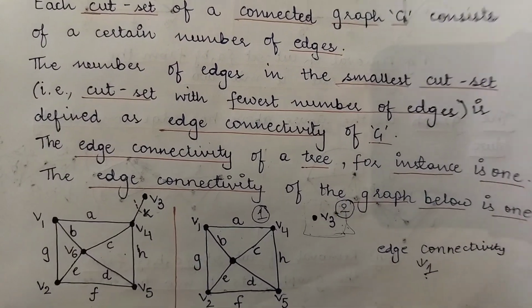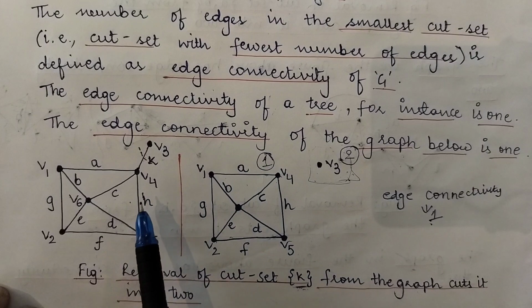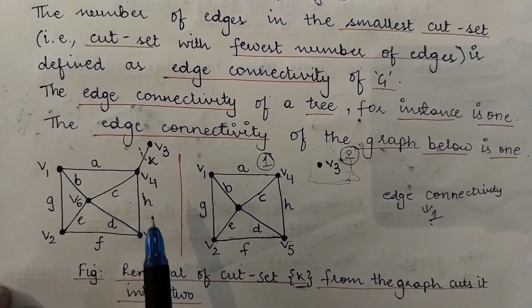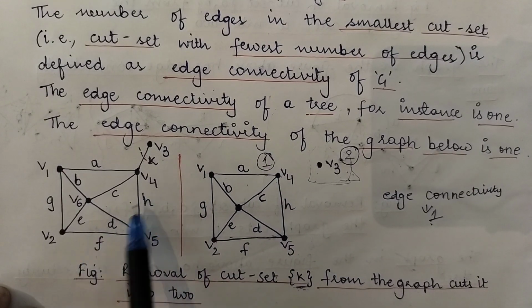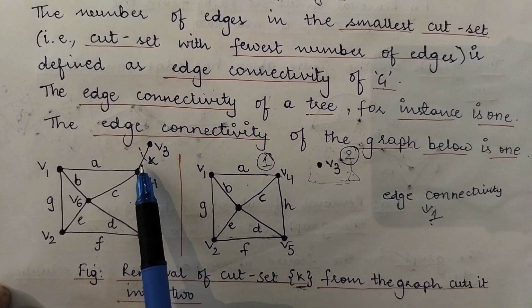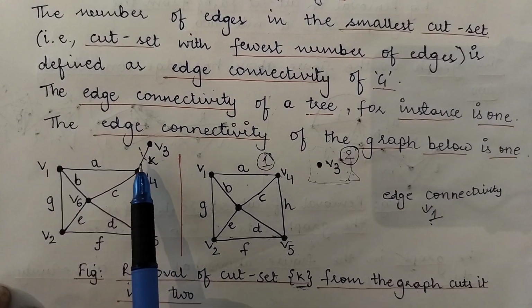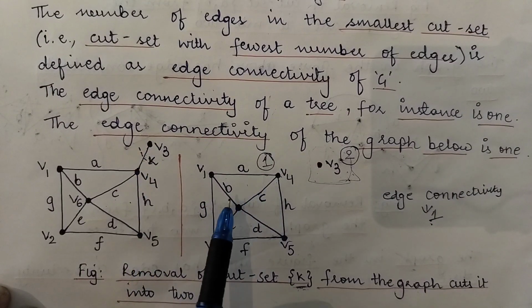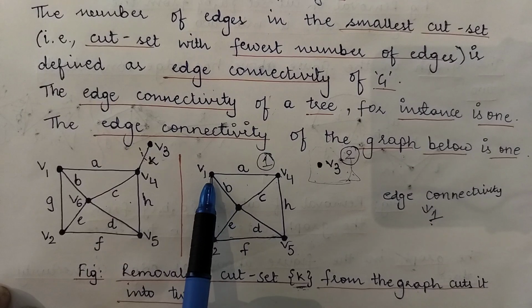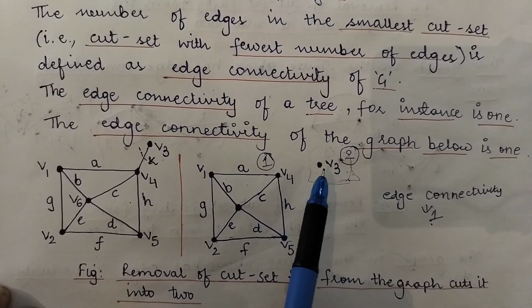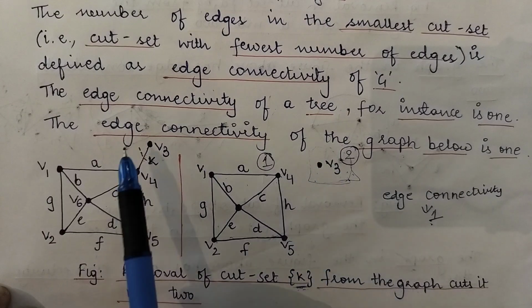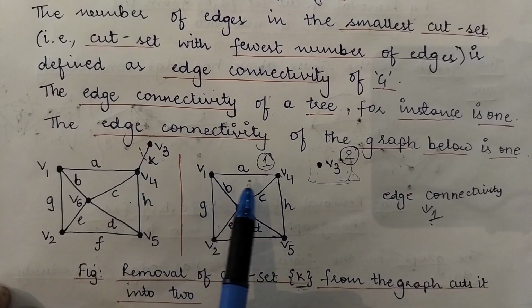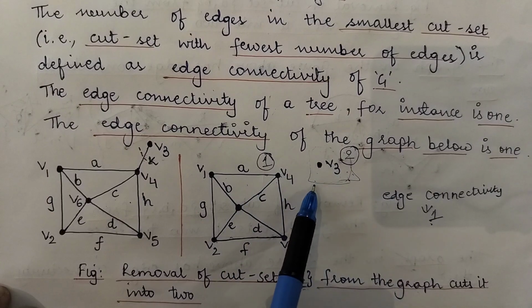If I look at the edge connectivity of the graph shown here, this graph has many cut sets. But out of all the available cut sets, the one with the edge K is the smallest cut set. When I remove this single edge K, the graph is cut into two separate components, one with the vertices V1, V2, V4 and V5, and the other with the vertex V3. Just the removal of a single edge K has cut this graph into two components.